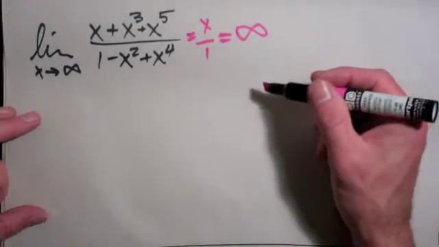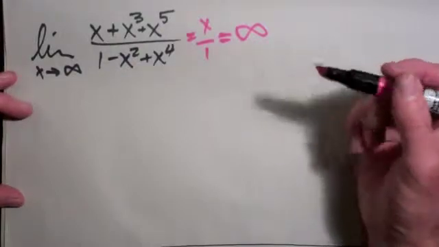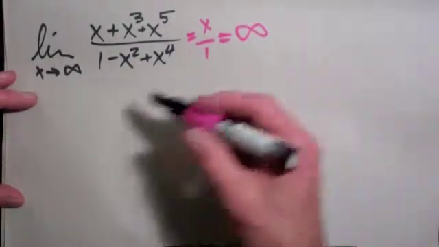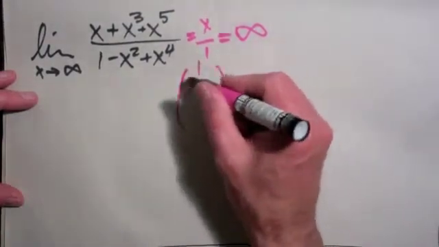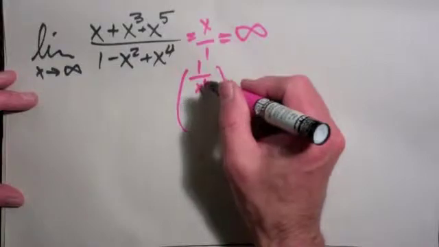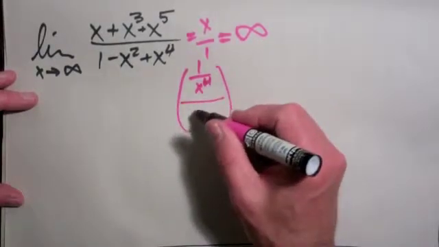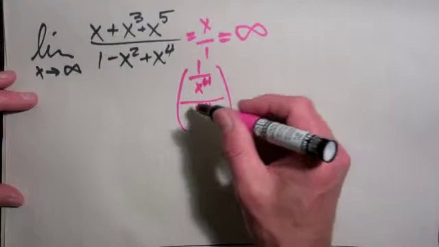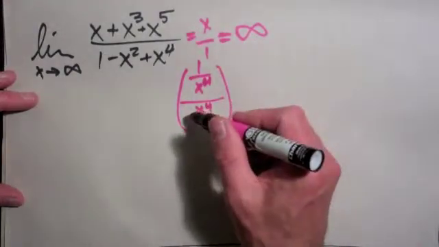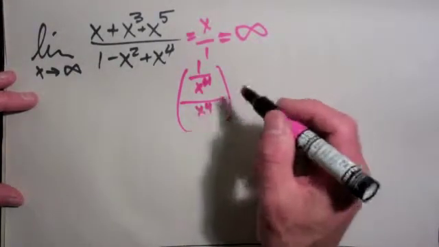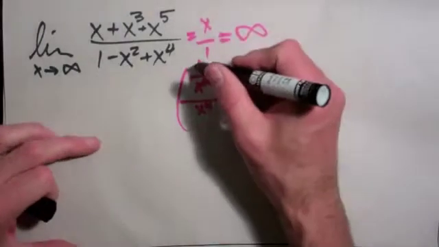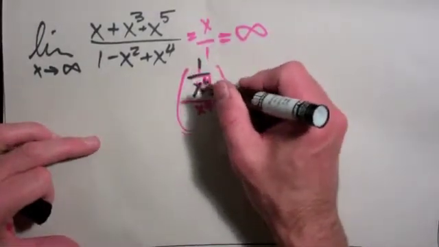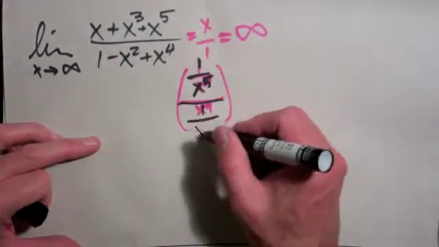Now if I say on a quiz or a test, or some future professor says, explain why, then you can do it by multiplying top and bottom by 1 over x to the 4th... actually no, I like 1 over x to the 5th. Always go to the highest degree. 1 over the highest degree, that's x to the 5th, and 1 over x to the 5th.